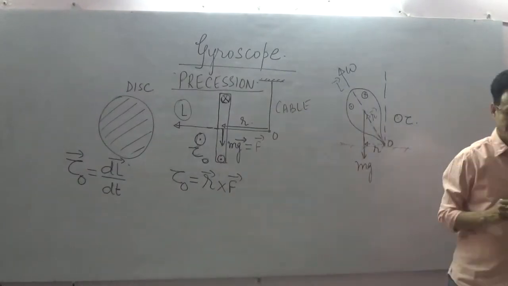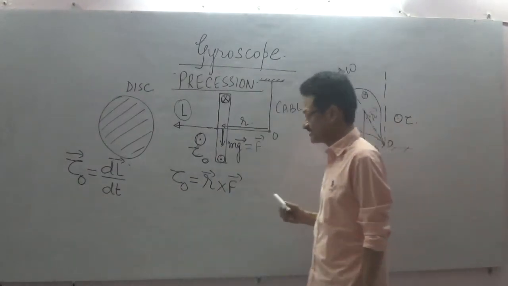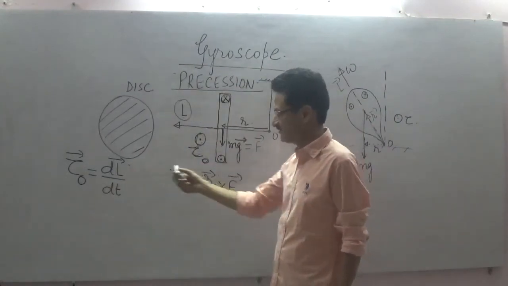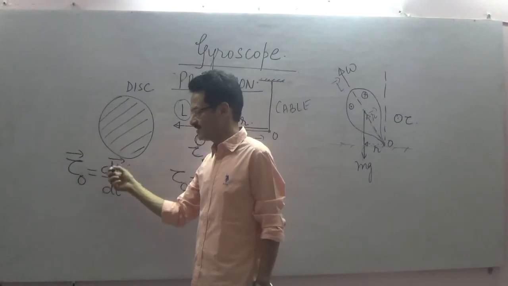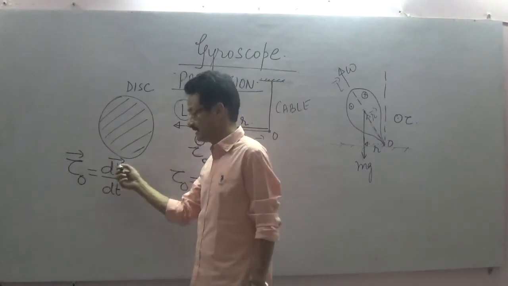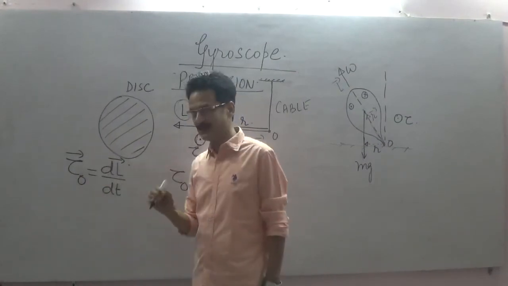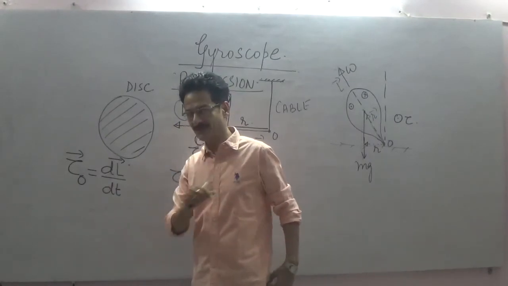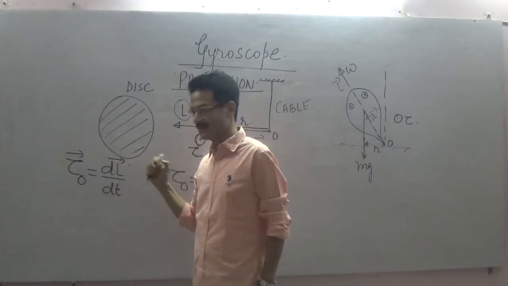Now, actually this is the rotational analog of Newton's second law. So from here it is evident that the direction of the torque is the same as the direction of dL vector. dL means a differential change in the angular momentum, and dt is a very small span of time during which the angular momentum has changed.